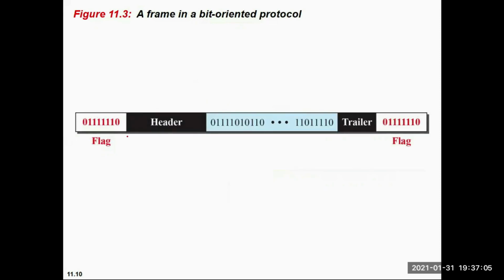In the bit-oriented protocol, suppose this is our flag bit. So 8 bits are there. The first one is 0 and the last one is 0, and the remaining 6 ones are there.